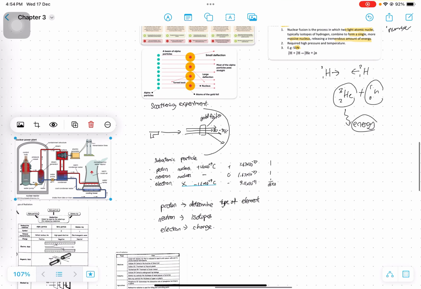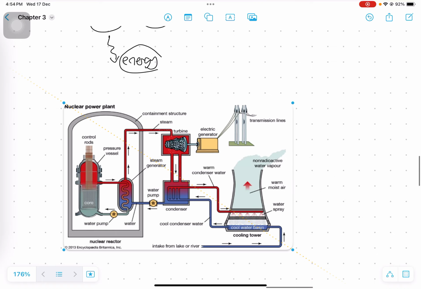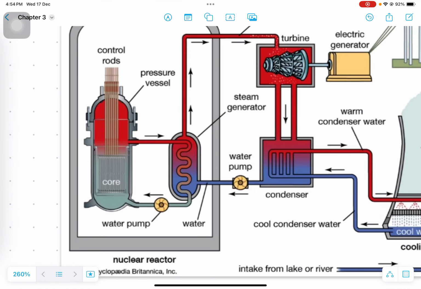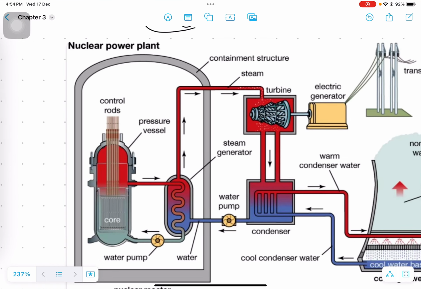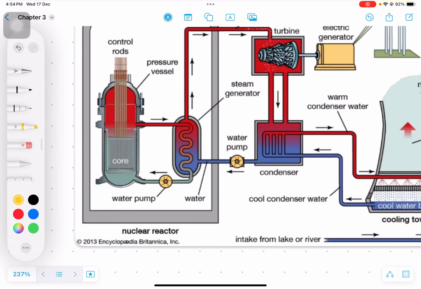Here we can see a nuclear power plant. The core has a lot of uranium-235. It also has control rods. Why do we need control rods? Later we will discuss it. The uranium releases energy once it is bombarded by neutrons.